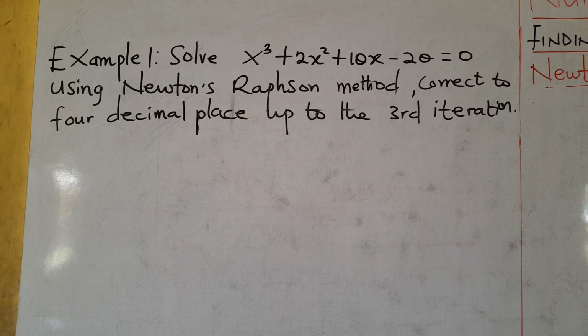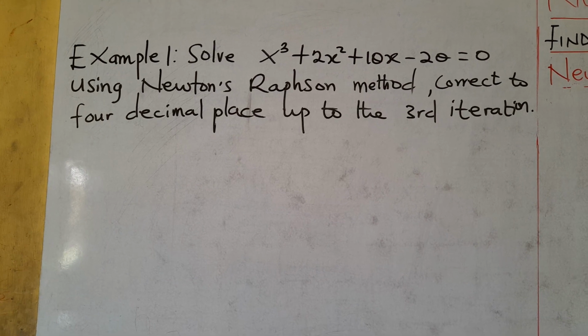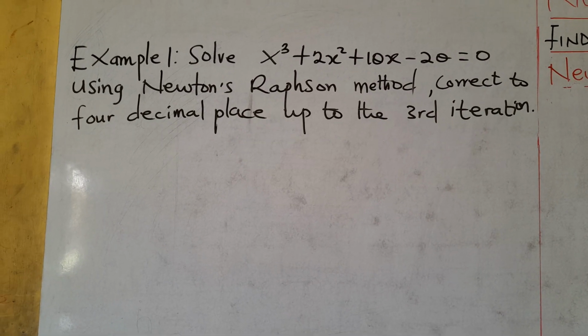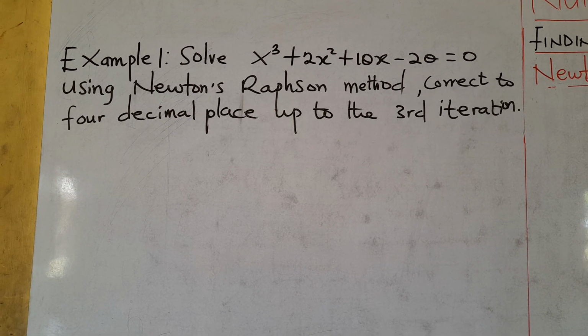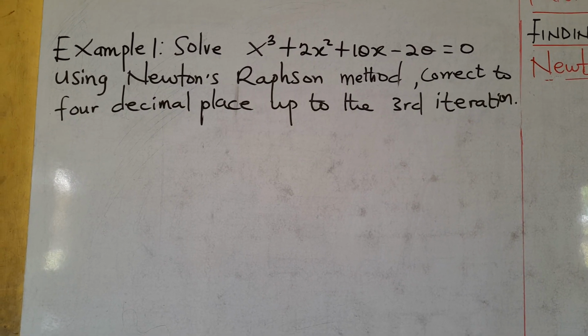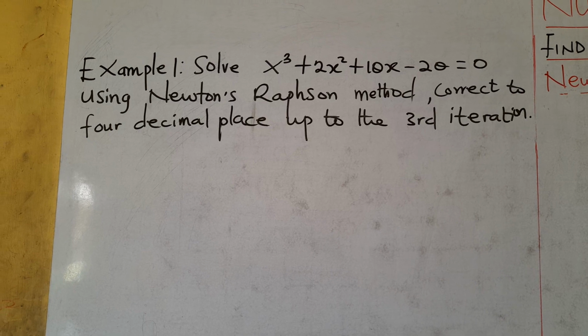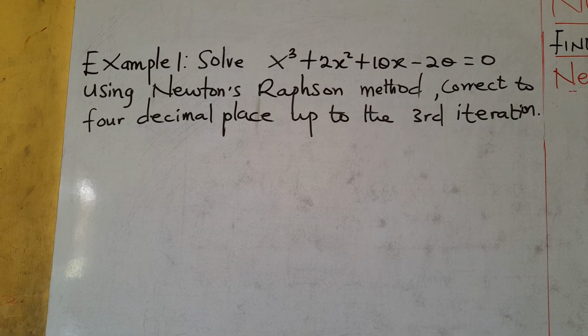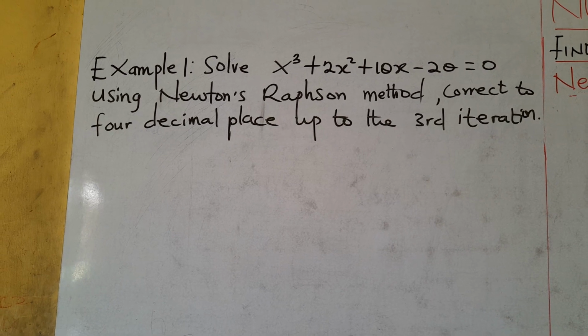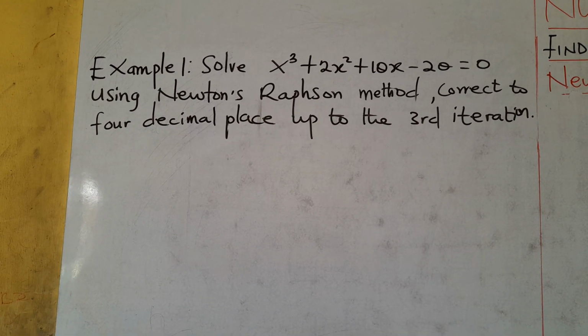So we solve our first example. Solve x cubed plus 2x squared plus 10x minus 20 equal to 0 using the Newton-Raphson method, correct to 4 decimal places, up to the third iteration. So in this question, when we reach the third iteration, we stop and we approximate it correctly to 4 decimal places. That is all this is about.